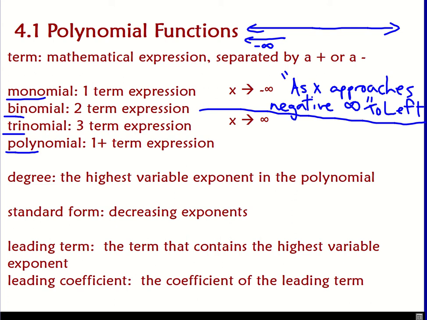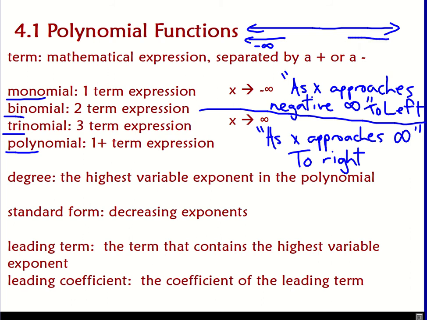The other one is as x approaches positive infinity, or you can just say infinity. And that means you're looking all the way on the graph to the right. If we could get to positive infinity, we would have to go right and right and right and right and right to get there. We know that, of course, we're never actually going to be able to get there.